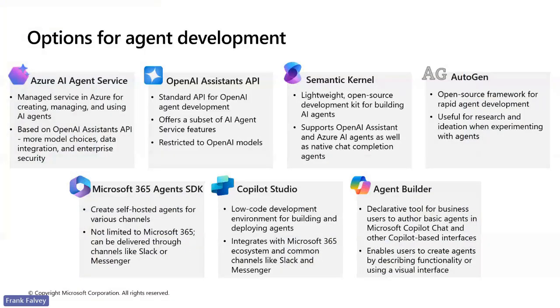So just moving on, options for agent development, right? So we just looked at the two there, the semantic kernel and AutoGen. So there's other ones there, like in the Azure AI agents. You got OpenAI Assistant APIs, Microsoft 365 Agent software development kits, Copilot Studio. So that's a kind of low code development environment for building and deploying agents. So we're actually going to look at this one.